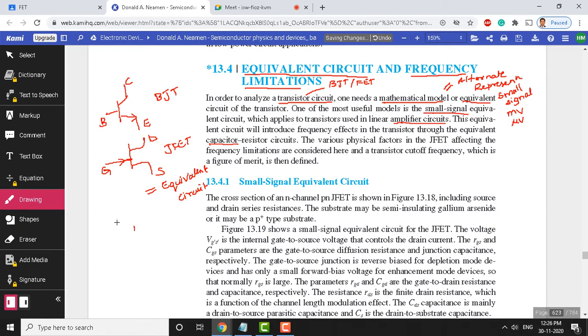What is the formula for Xc? Anybody remember? The capacitive reactance formula. It is 1 by omega C. Is it right? Yes, of course. So what is omega here? Omega is the angular frequency, right? So what is the equivalent of omega? It is 2 pi f.